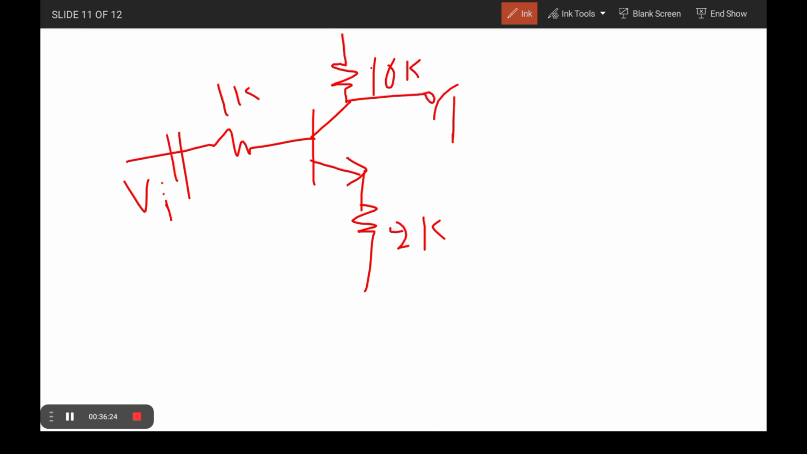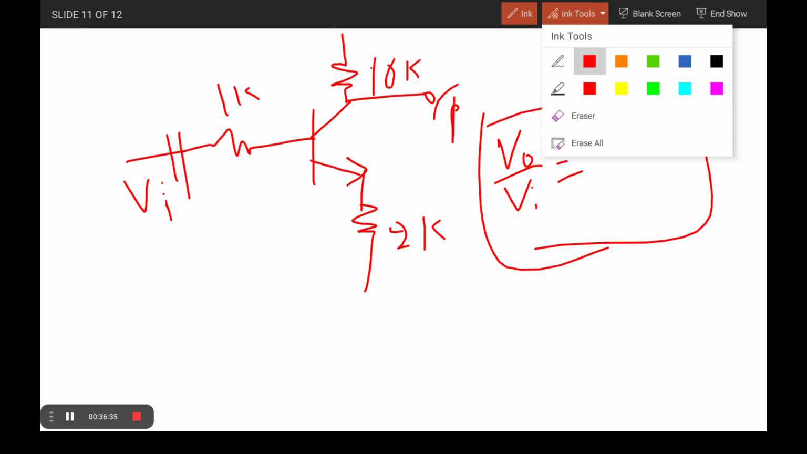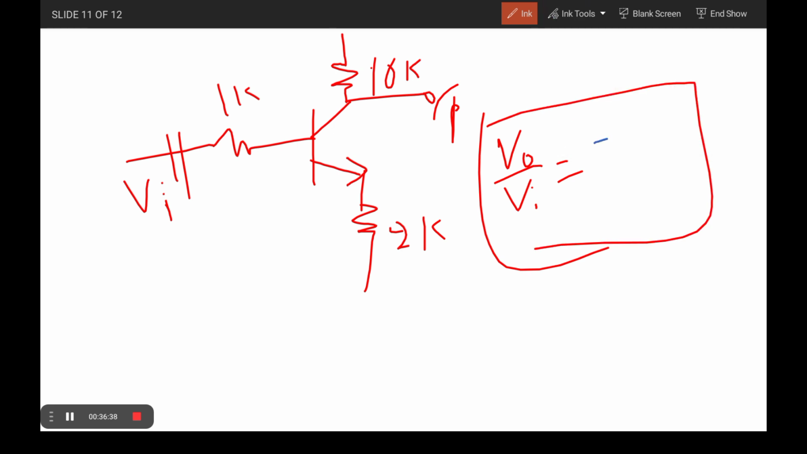Suppose you want to find the output voltage, or the gain of the circuit. V0 by Vi is equal to, what is the gain formula? It is minus the collector resistance divided by the emitter resistance. That is 10K divided by 2K, which equals minus 5. So the voltage gain is equal to minus 5. That means if you know the basic concept, you can directly find the voltage gain within seconds. So this is all about the transistor representation in the case of the RE model.